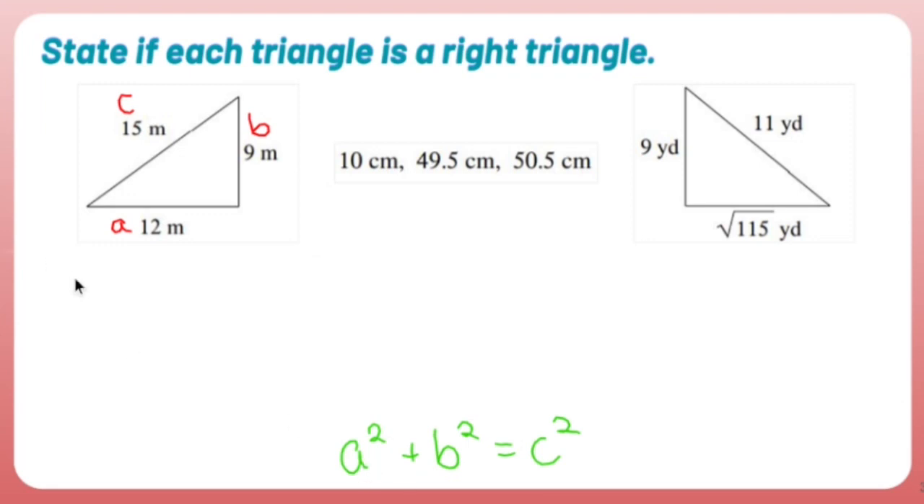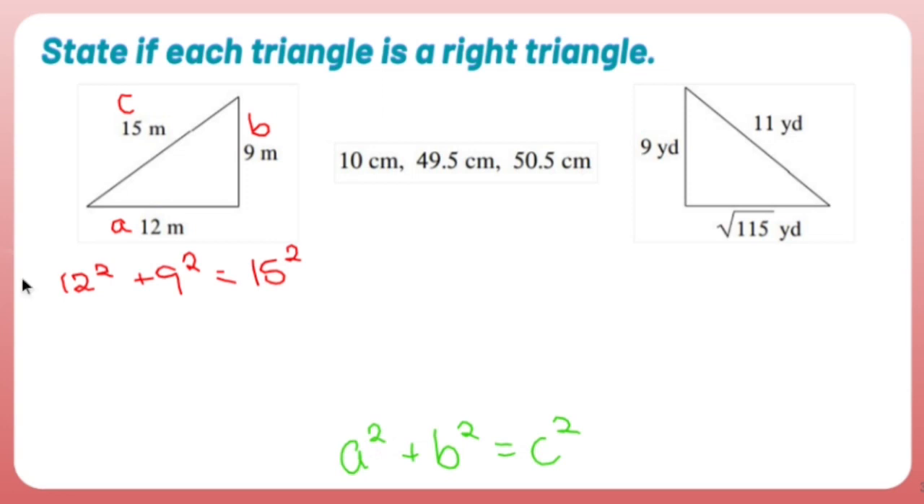So A squared is 12 squared, plus B squared is 9 squared, equals C squared is 15 squared. And you might be thinking, what are we solving for? Nothing. The goal of using the converse of the Pythagorean theorem is to make sure our math works out. If it does, it's a right triangle because it works for the Pythagorean theorem. If it doesn't, it's not a right triangle. It's still a triangle, but it's not a right triangle.